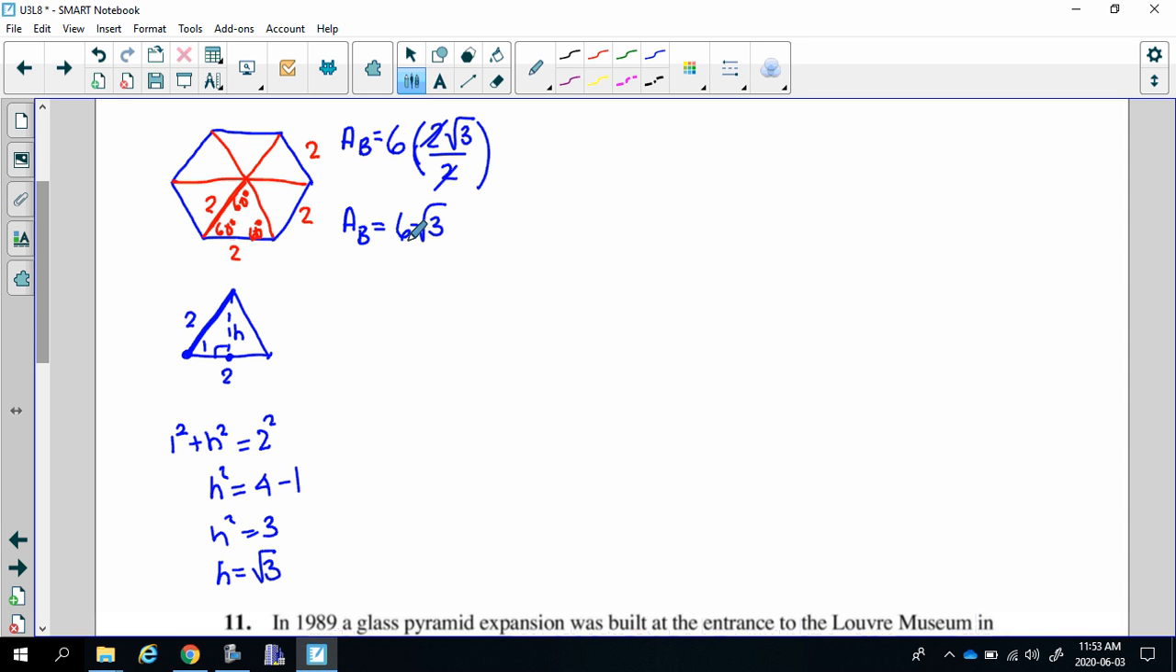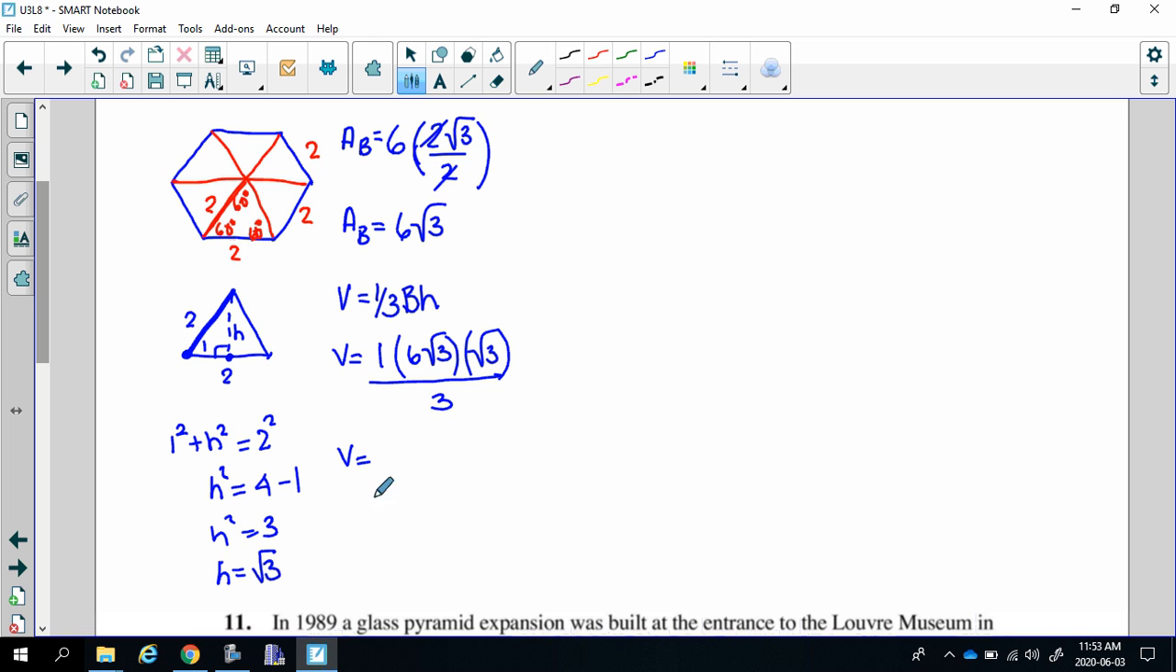Okay, so why don't we find the volume? Because we know the area of the base and we know what the height is, okay? And we know that for the volume of any pyramid, it's going to be 1/3 area of the base times the height. So 1/3, or I'm just going to go 1 times the area of the base, which is 6√3, times √3 for my height, divided by 3.